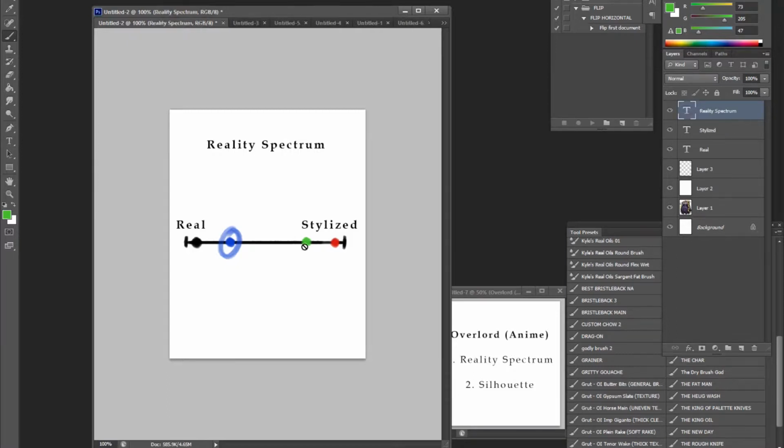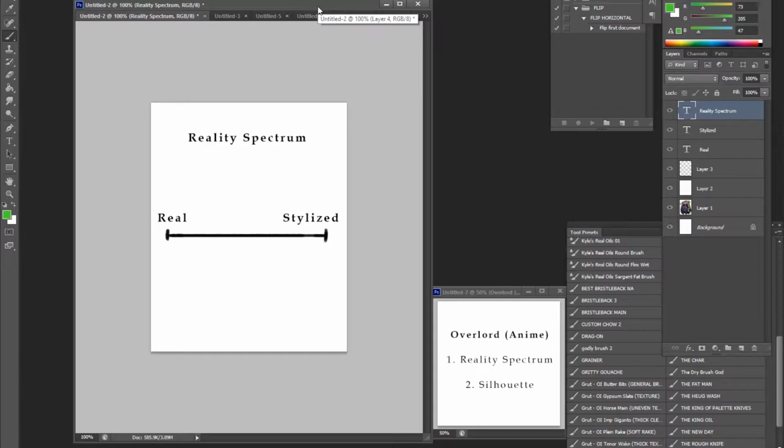Now, why is this an important concept? When you are designing anything, environments, characters, etc., for entertainment media or otherwise, you're going to have to think about consistently being on this spectrum. If you are not consistent with a design, you end up risking making a design that is a little bit off-putting. So I'm going to be using Overlord, the anime, as an example.